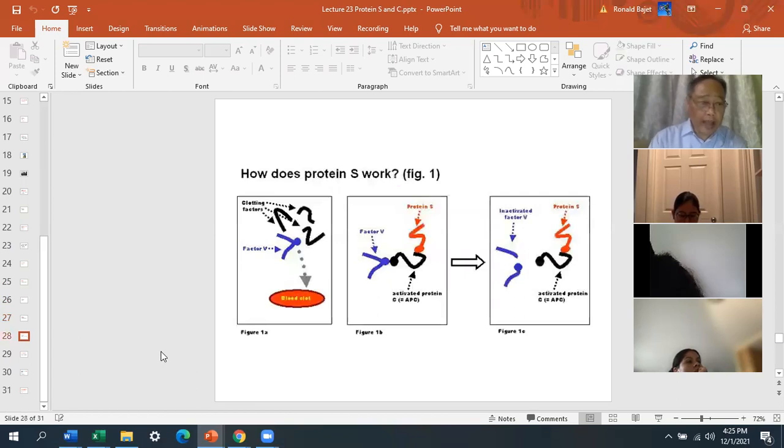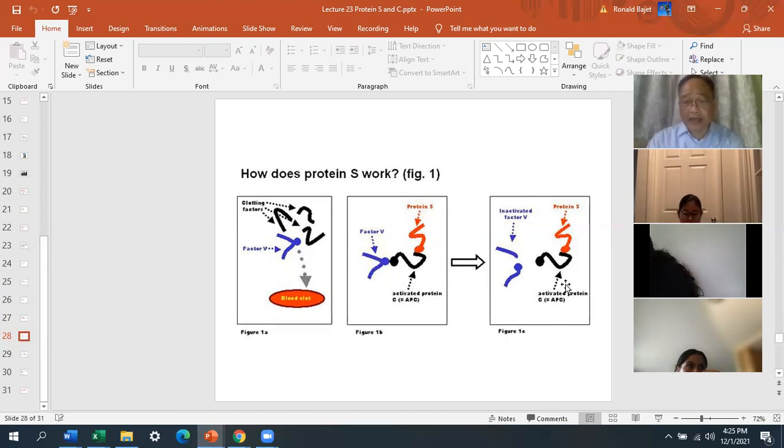So what happens is, here's your factor V and here's your other clotting factors, and here's the blood clot. Okay, so here's factor V again, and this is activated protein C, and here's protein S. Basically, protein S is just tagging along with the activated protein C. But this activated protein C will bind to factor V and cleave it. And then remember, no factor, no clot. So factor V is gone, it's cleaved, you're not going to form a clot.